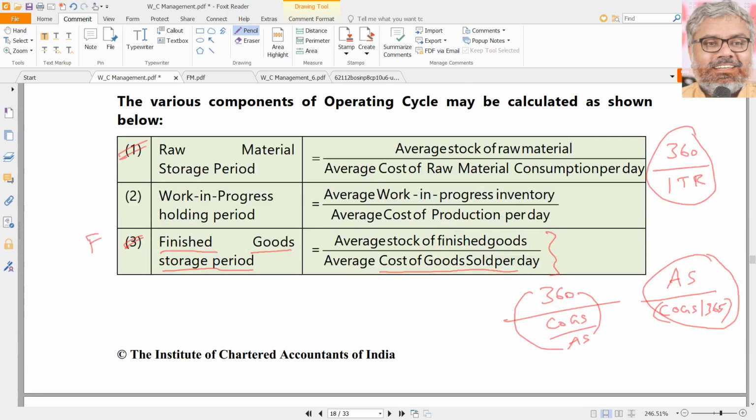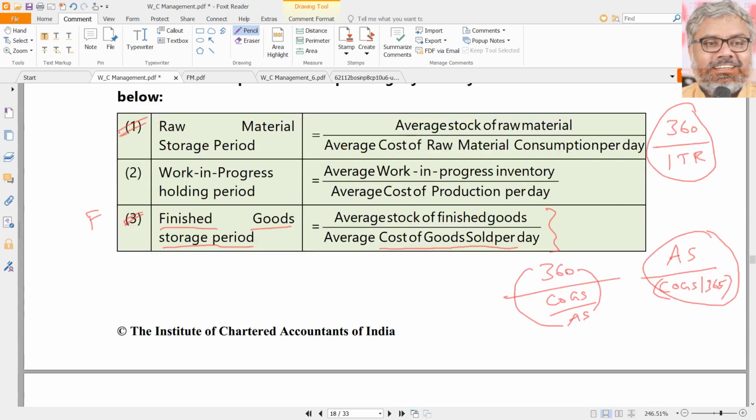There should not be any time wasted on thinking, what should I use? I don't know which one to use, I'm not able to decide. Such a dilemma should not be there. As long as the question is silent about it, you can use either of them, no problem. But write a note. For 365 days, you don't need to write a note. For 360 days, if you are taking it, write a note: here it has been assumed to be 360 days. That's all. So here, the formula is average stock of finished goods divided by average cost of goods sold per day.